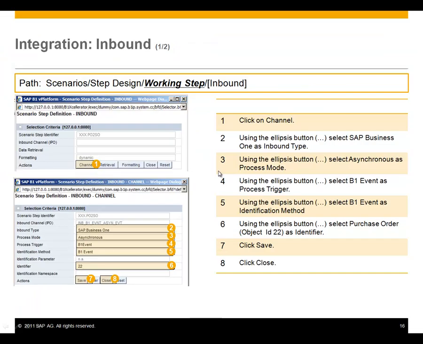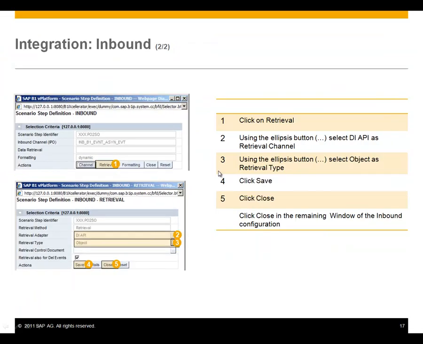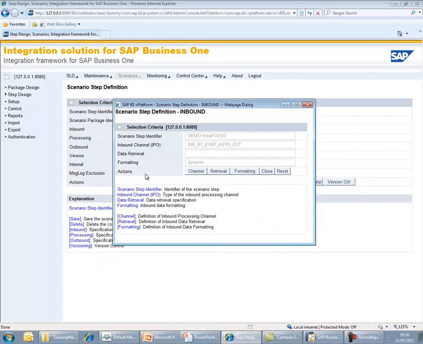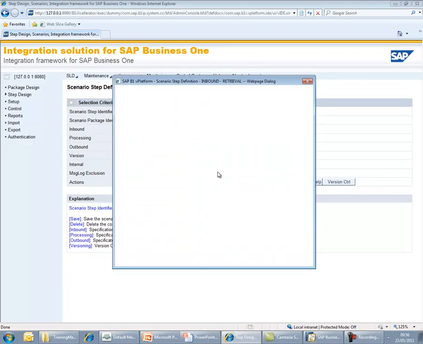Now we need to work on the retrieval. So let's go for the retrieval. In the retrieval, we can say what is the way to retrieve the information. So in the event, we will only receive the object type and the doc entry, so the key information. And then we need to use another way of retrieving the whole information. We can use SQL or DI API, and then we will see the retrieval type can be an object or a service in the DI API. So let me go and define the retrieval.